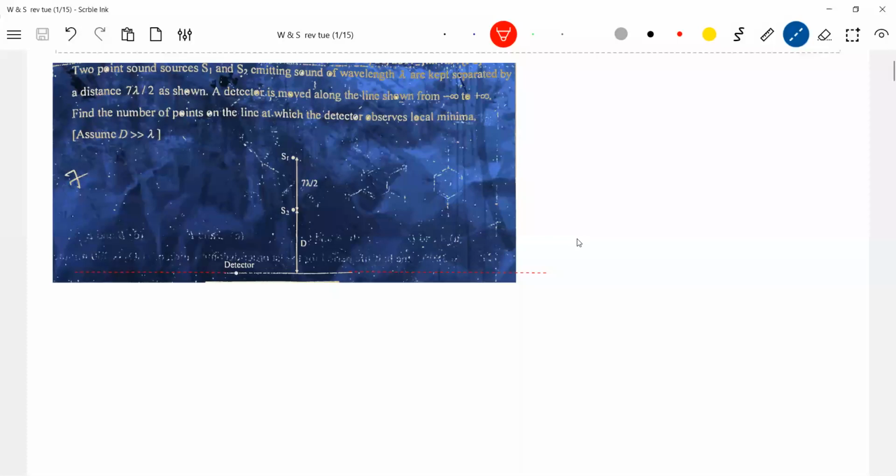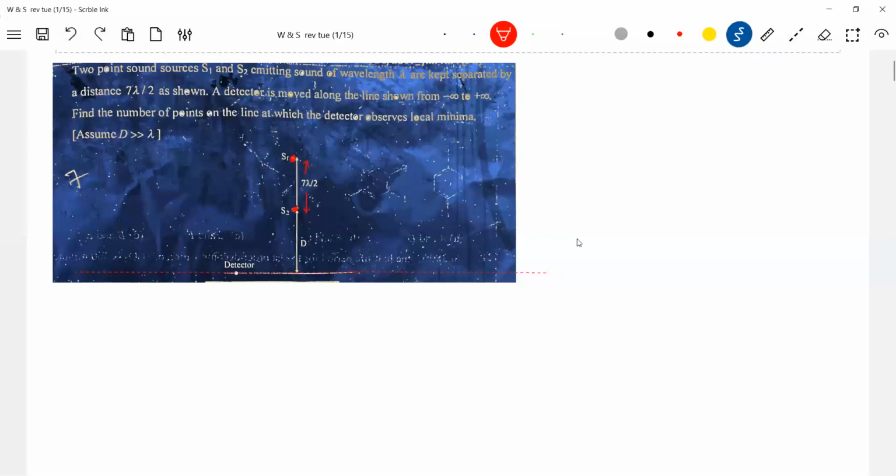This red color line is the line along which the detector is moving. We do have two sources, with separation between them of 7 lambda by 2, where d is very much greater than lambda. Immediately, the first thing we see here is a minima. We notice a minima here, and the minima will be noticed here.